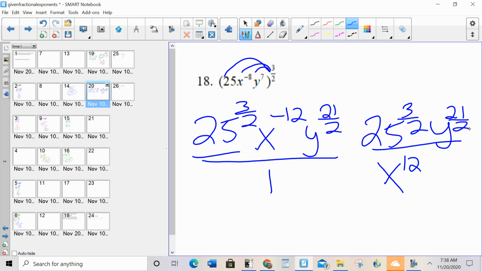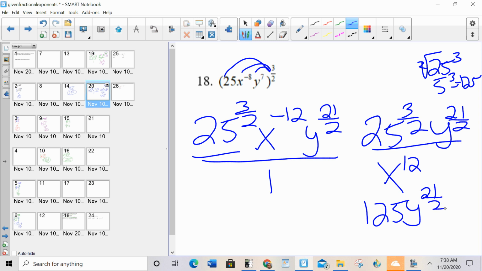MD means multiply, divide, but in this case, we're putting it back into a radical. 25 to the 3/2. Again, ideally, you can do that mentally at this point. You can put the whole thing into the calculator, or you can do what I'm doing right now, which is the in-between. The square root of 25 is 5 to the 3rd is 125. So 125 y to the 21 over 2 over x to the 12th, and that's your answer.